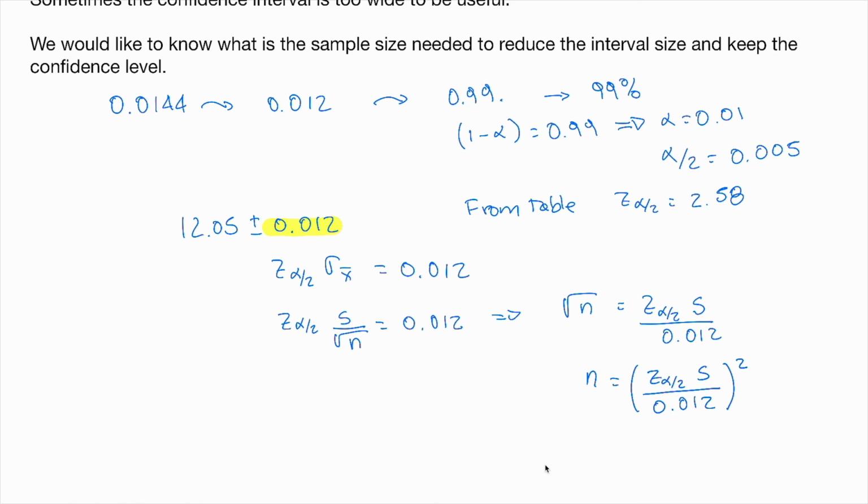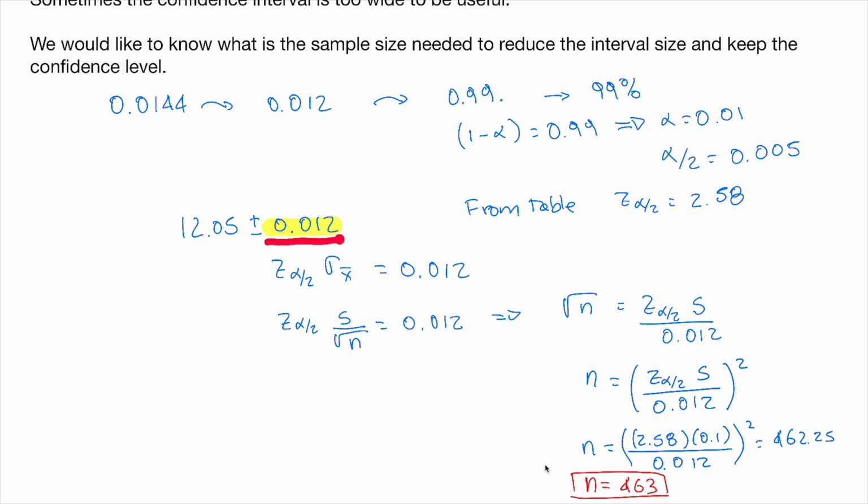And replacing the numerical values, we have that n is equal to 2.58 multiplied by 0.1 divided by 0.012, squared, which corresponds to 462.25, but we take the next integer up to be on the safe side, so that will be n equal to 463, and that's the sample size corresponding to a confidence level of 99% and a range of plus or minus 0.012.